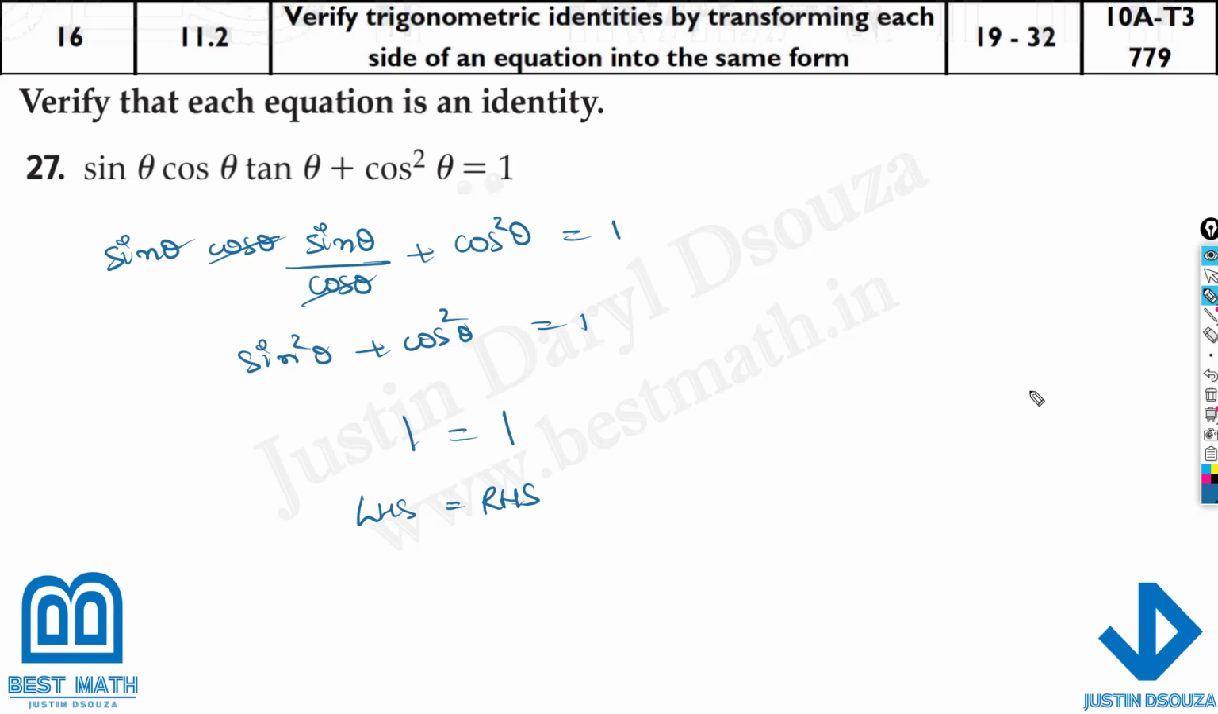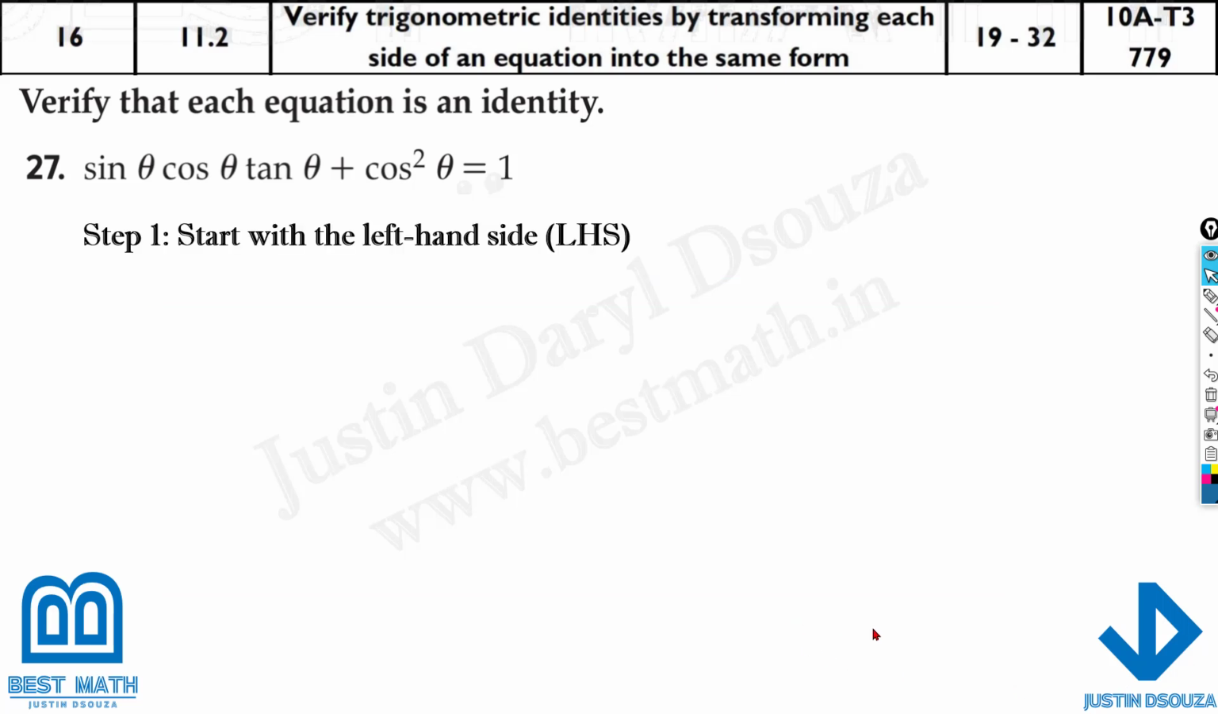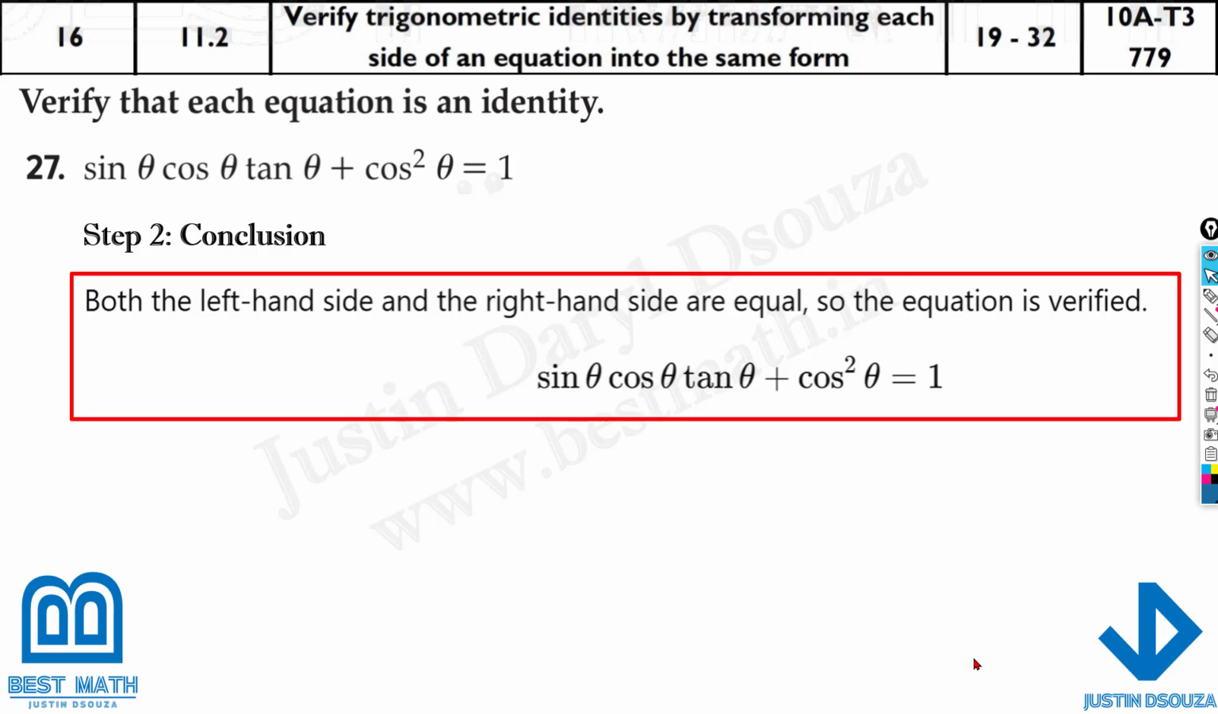So yes, this is an identity as well. Again, here you can see the same thing. They're splitting the terms and then getting it as 1. And conclusion, yes, this is an identity.